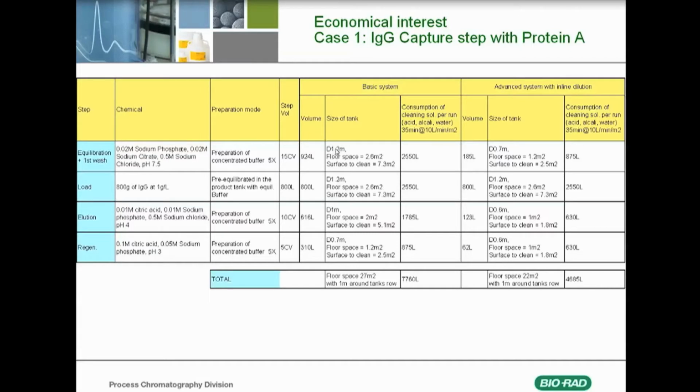Translated into size of tanks, we typically have tanks over 1 meter diameter. And all of that would consume around 27 to 30 square meters in the clean room with the basic system without inline dilution. Also, as we have tanks, we have to clean these tanks between each run. Taking the general rules for cleaning of the tanks, which are given here, these require around 8,000 liters of chemicals that can be acidic, alkali, water. Typically, it's a sequence. Now, if we go with inline dilution, we can use much smaller tanks, and therefore we can save some floor space, and we are also reducing the amount of chemicals for the cleaning.